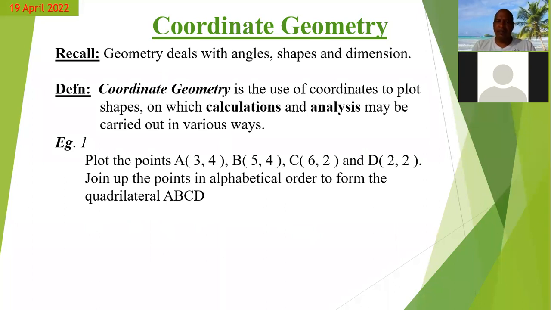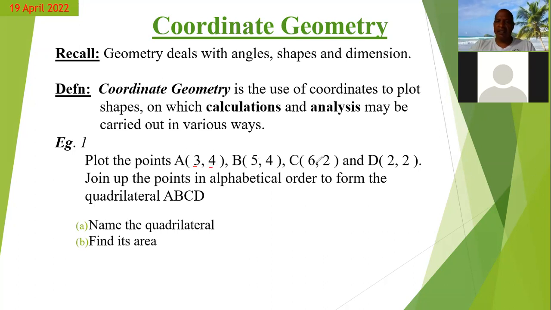So of course, in order to plot these points, you really need to have a scale on your graph. Now, how do you determine what your scale should be? Well, you would have to look at the coordinates. You know that the first number in the bracket would be the x coordinate. And so if you look at, say, point A, the x coordinate here would be 3, and the second coordinate, which is 4, would be the y coordinate, right?